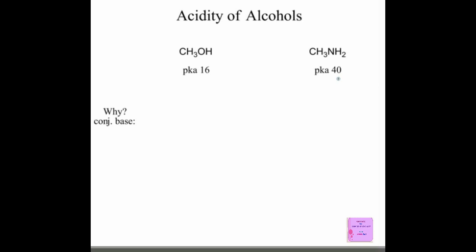That's a very low number, really easy to deprotonate an alcohol, where an amine has a pKa of about 40. So let's just do this comparison as a review of things that affect acidity and basicity, and see if we can explain that and understand why alcohols are so easily deprotonated. Okay, as usual, we're going to want to consider the conjugate base of each of these to decide why they have such a big difference in pKa.